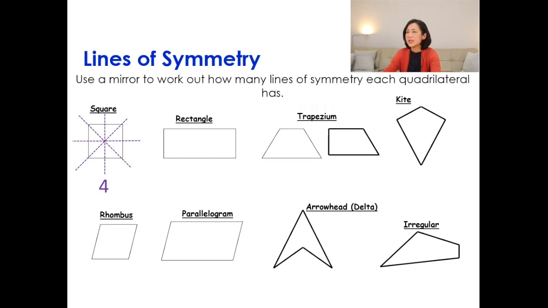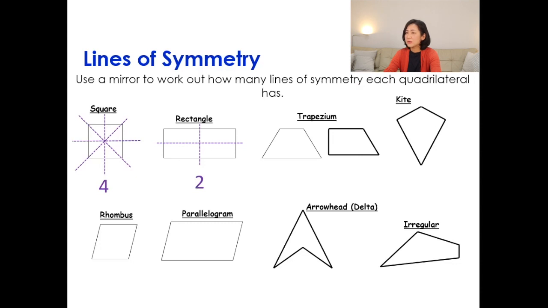Let's have a look at the rectangle. How many symmetry lines can you see? It has only two symmetry lines, the horizontal and the vertical lines, and the diagonals are not lines of symmetry. When you fold it along the diagonals, both sides are not the same, right?